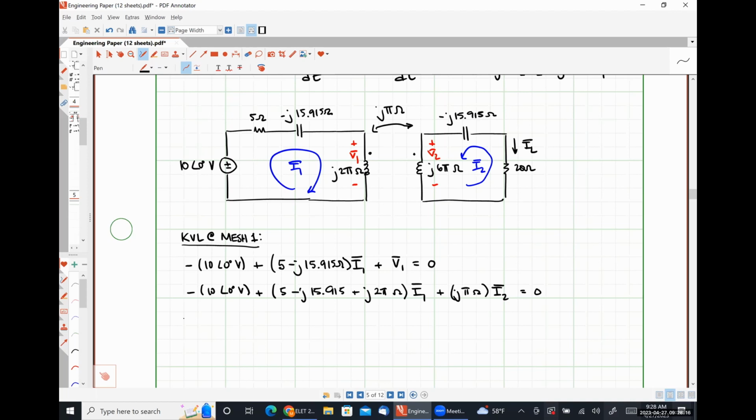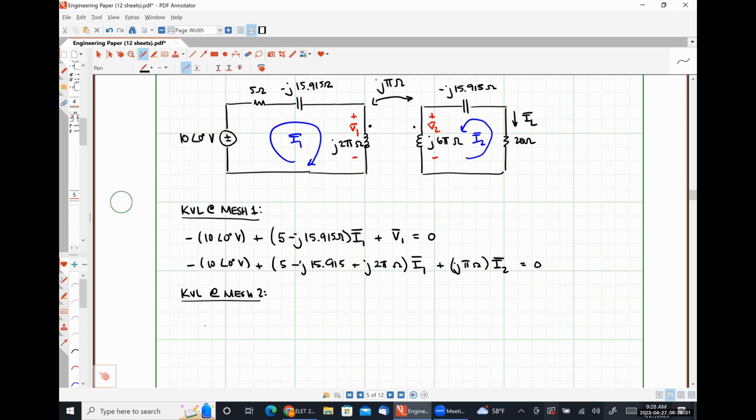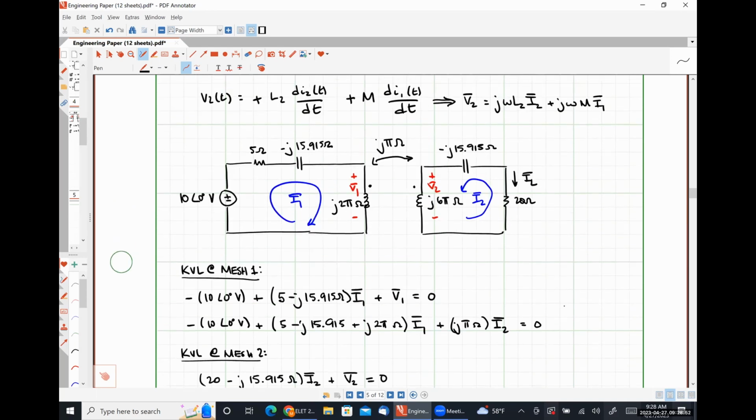Okay. Now we're going to do KVL at mesh 2. Right. I'm going to follow I2 around its path. So I'm going to see 20 minus J15.915 ohms times I2 plus V2 is equal to 0. And now I'm simply going to substitute in V2, right?